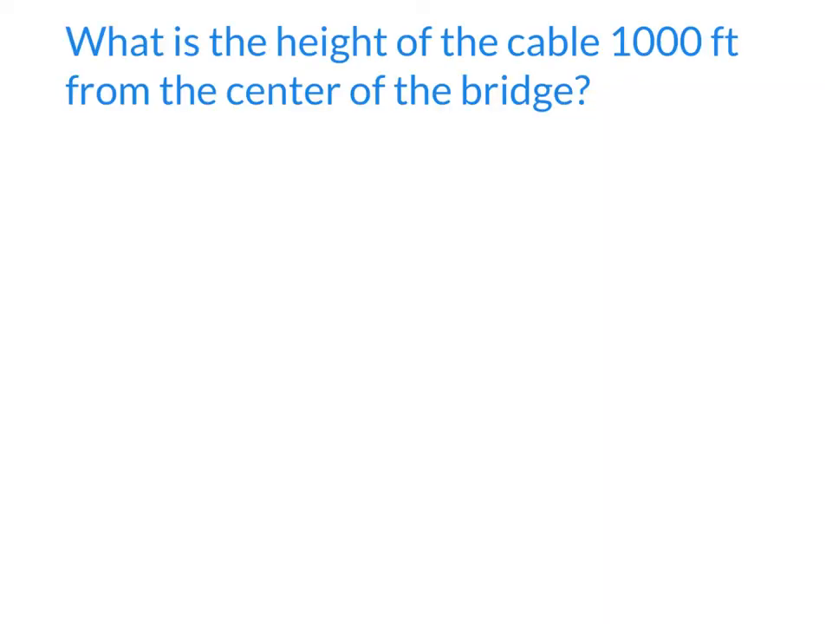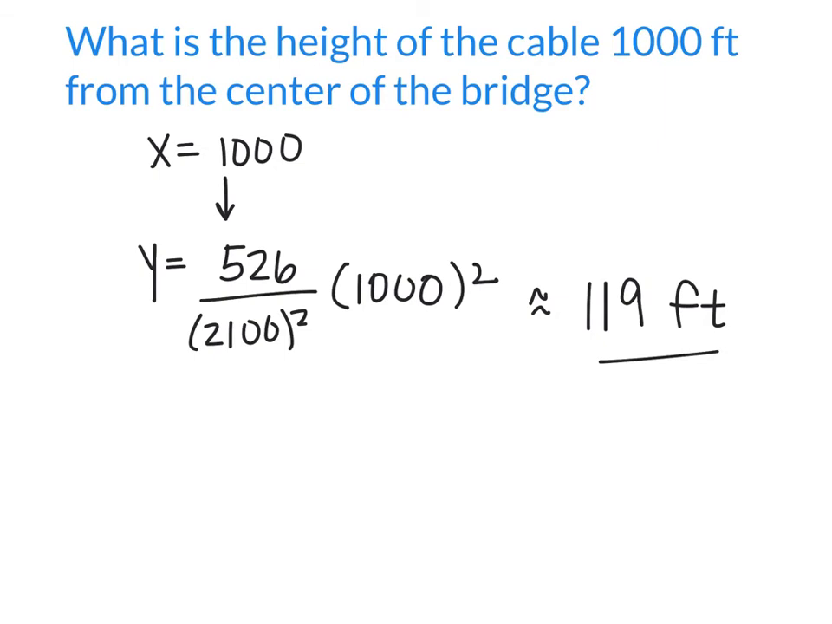So from here, let's find the height of the cable, or the y value, when we're 1,000 feet from the center of the bridge. So all that means is that x is 1,000. I plug it into the equation that we just found, and that gives me about 119 feet as the height, 1,000 feet out from the center of the bridge.